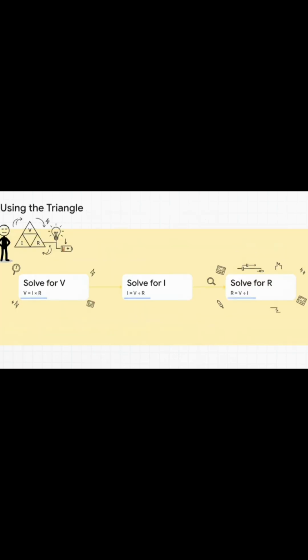You literally just cover up the value you're trying to find with your thumb, and the layout instantly hands you the formula. Want voltage? Cover the V, and you see I and R next to each other, so it's I times R. Need current? Cover the I, and you've got V over R. Looking for resistance? Cover the R, and it's V over I. It is practically a foolproof way to make sure you always have the right formula on hand without having to do any mental gymnastics or complex algebra on the fly.